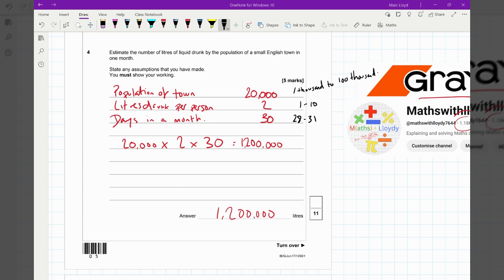Your next mark is just for the process, so writing out what you're going to do with your multiplications, and then the 5th mark is your final answer.